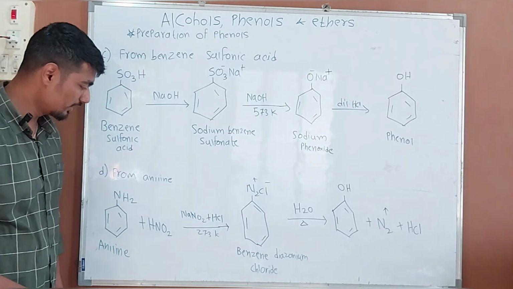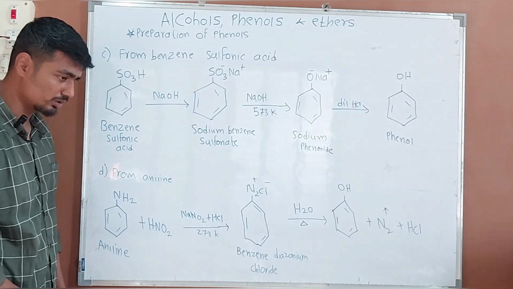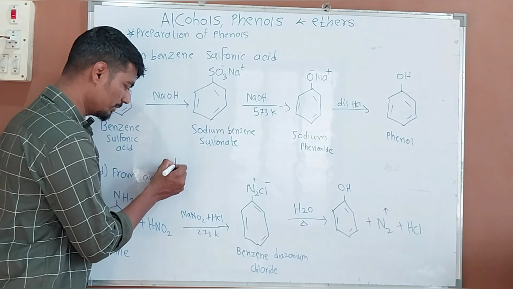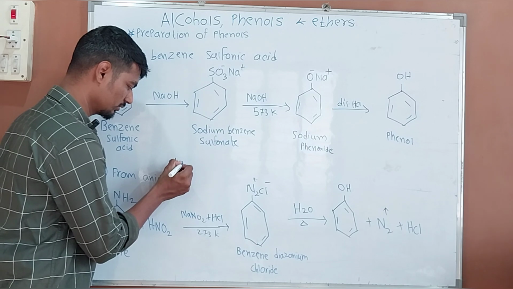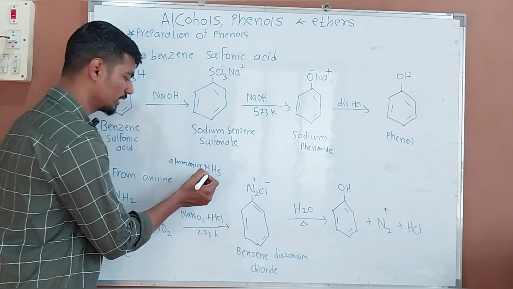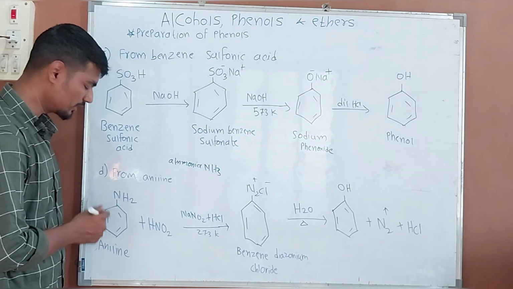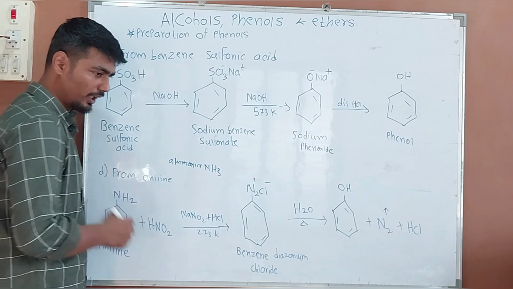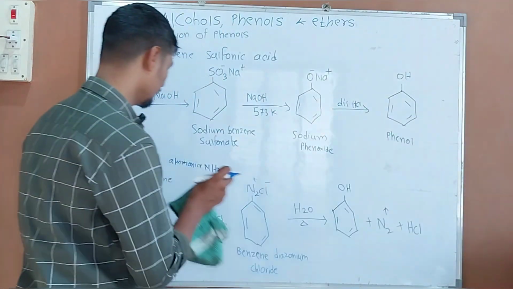Now next is from aniline. Aniline can also be called aminobenzene because NH2 is there. Generally ammonia means NH3. But now N has to attach to the benzene ring, so it will remove its own hydrogen and it will become NH2 and it will attach to the benzene ring.